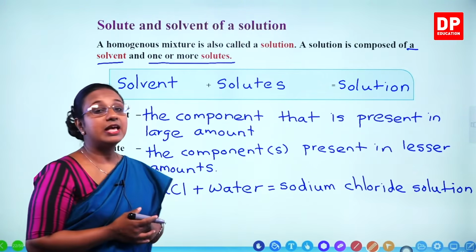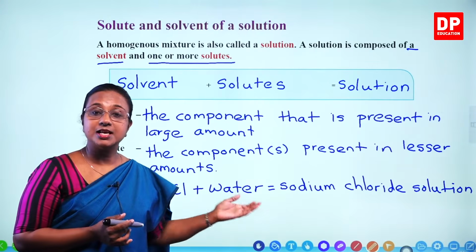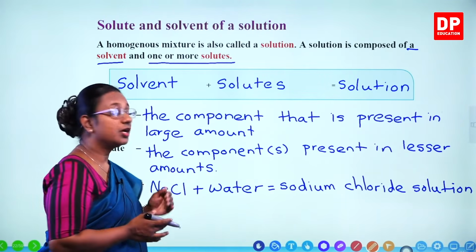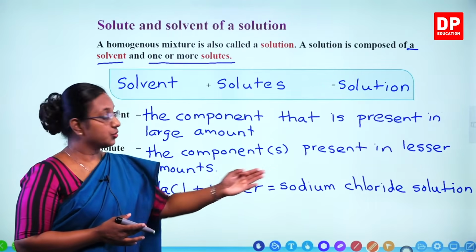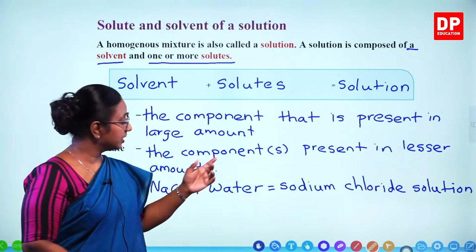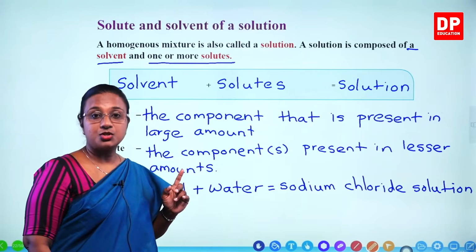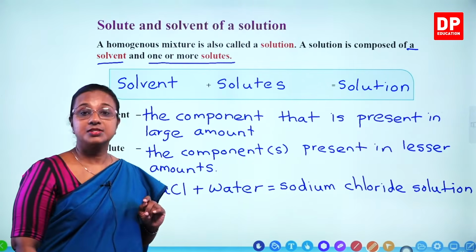So, according to the explanation, what is the solute? Sodium chloride. And what is the solvent? Water. So, sodium chloride solution contains one solvent and one solute.